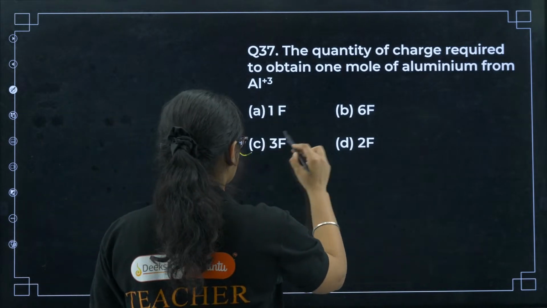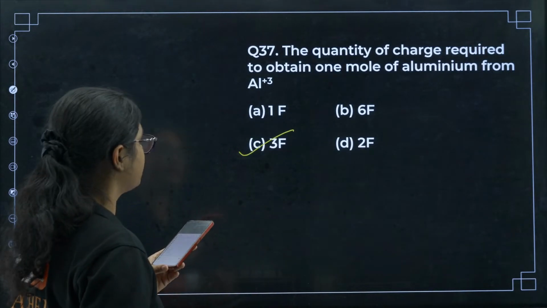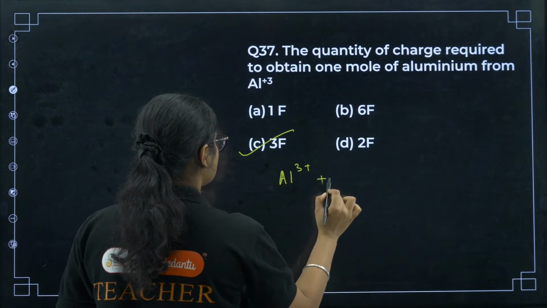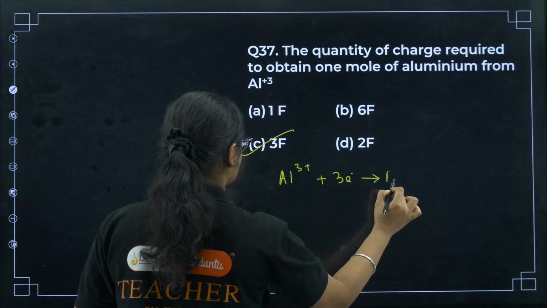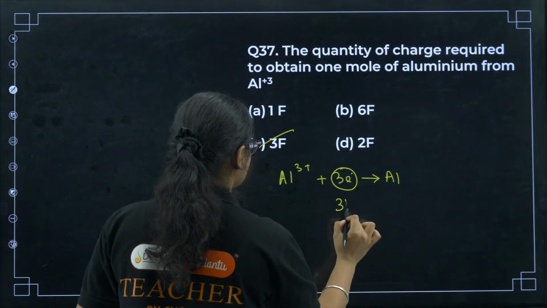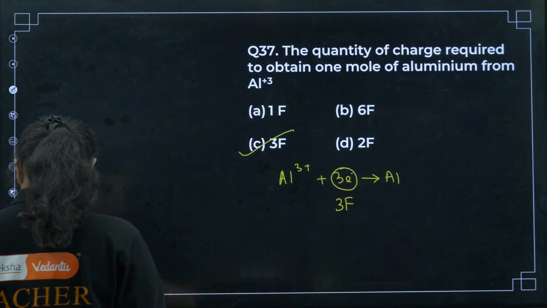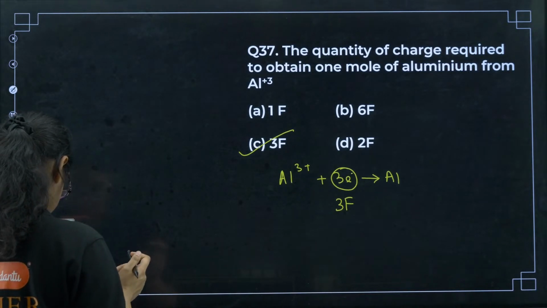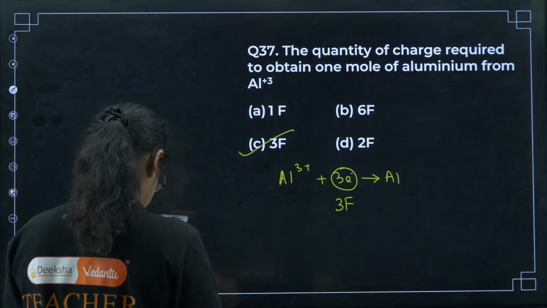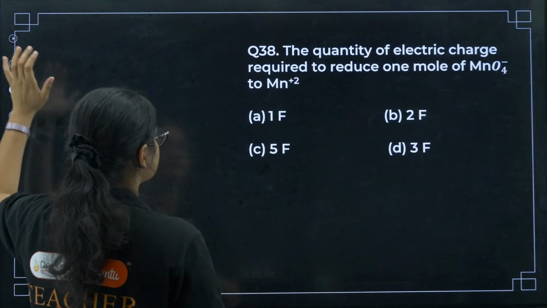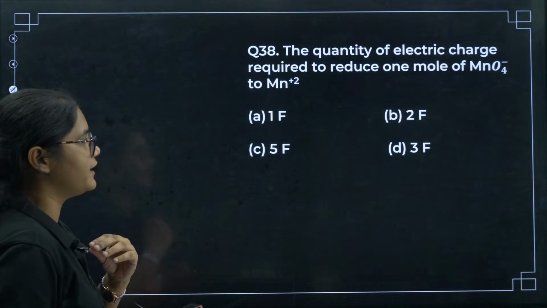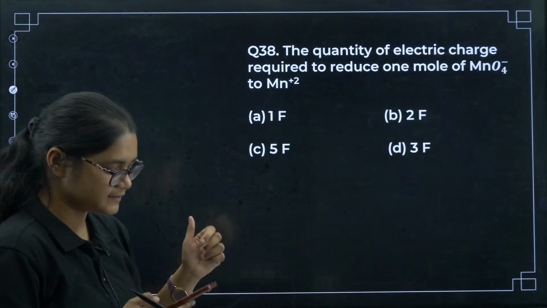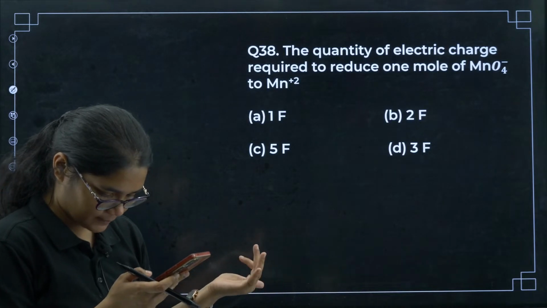Yes, so we have 3 Faraday, right? 37C. Aluminium 3 plus, Al3 plus plus 3 electrons will give me Al, right? So this is 3 Faraday. Okay, so yes. The answer is 37C here. Next, question number 38. The quantity of electricity charge required to reduce 1 mole of MnO4 minus to Mn2 plus.